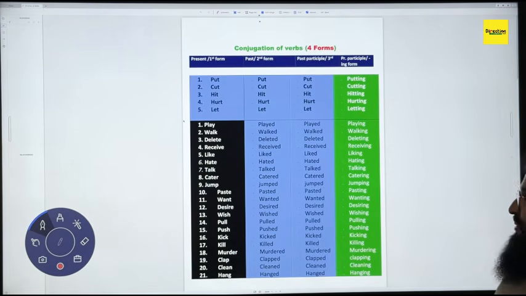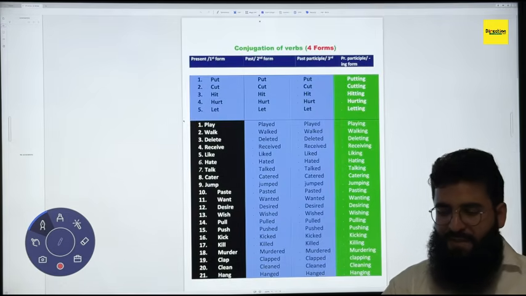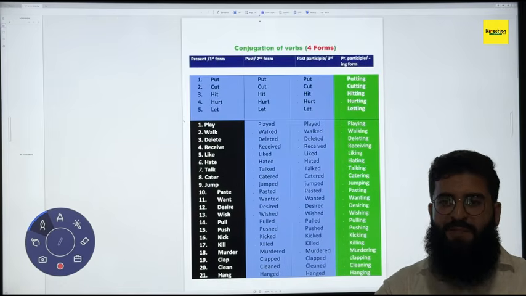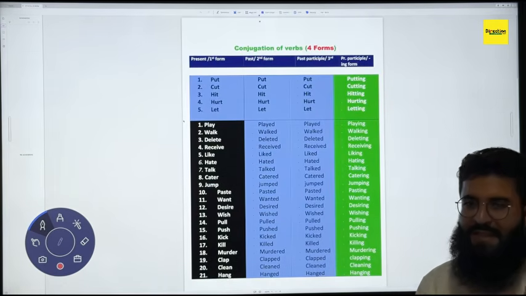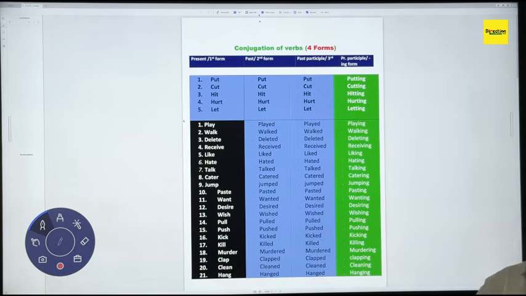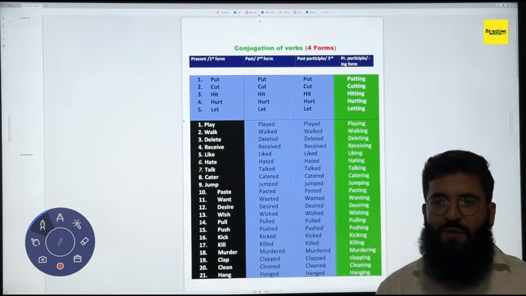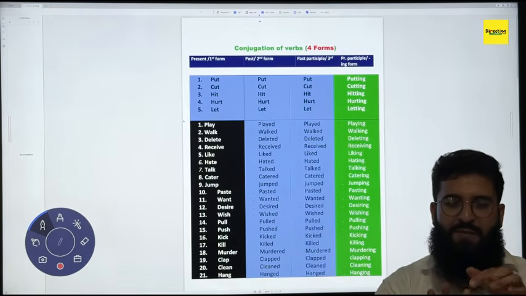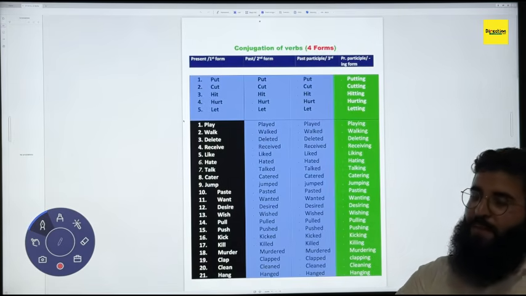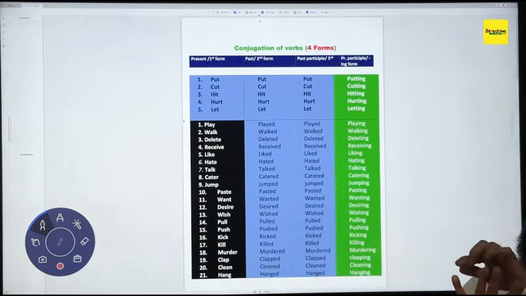We can call them with different names. We can say present, past, past participle, and present participle. But I want to make it easy for you. So I say first form, second, and third, and fourth. We also call them V1, V2, V3, and V1 plus ing. Why V1 plus ing? Because this fourth form is actually V1. To add ing, it becomes the fourth one, V1 plus ing.